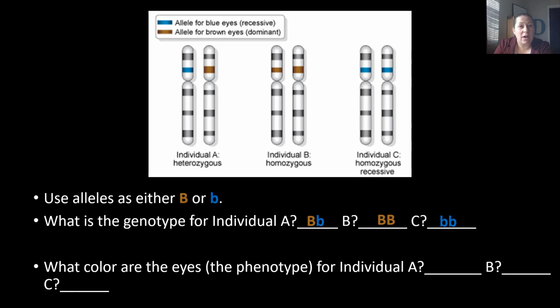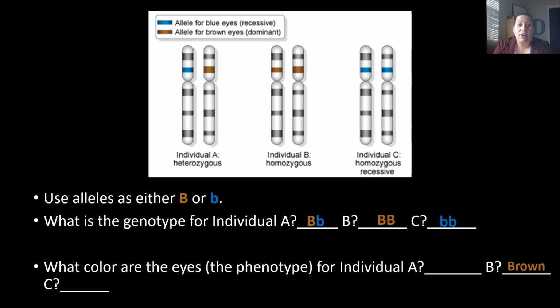Okay, so you guys see how the genotype can be determined? Now let's talk about the phenotype. What color eyes do the individuals have? All right, so let's skip over to B first. B is both dominant, brown and brown, and so B is going to have brown eyes.